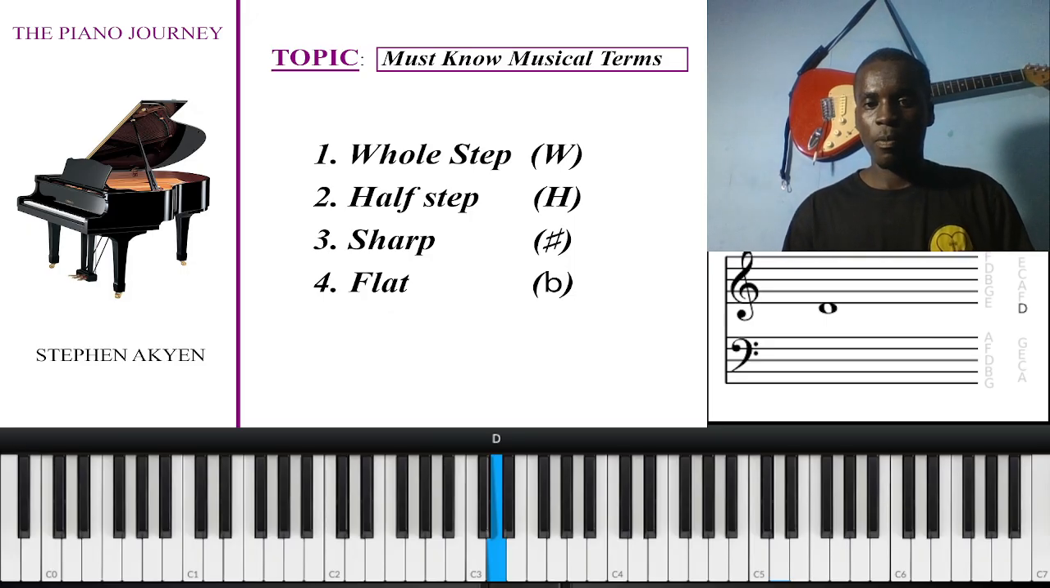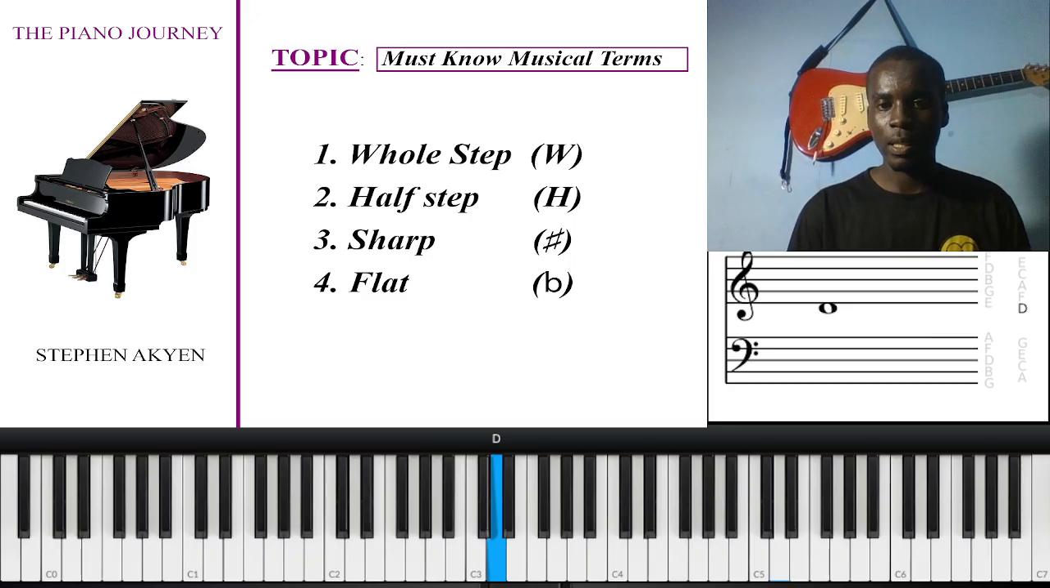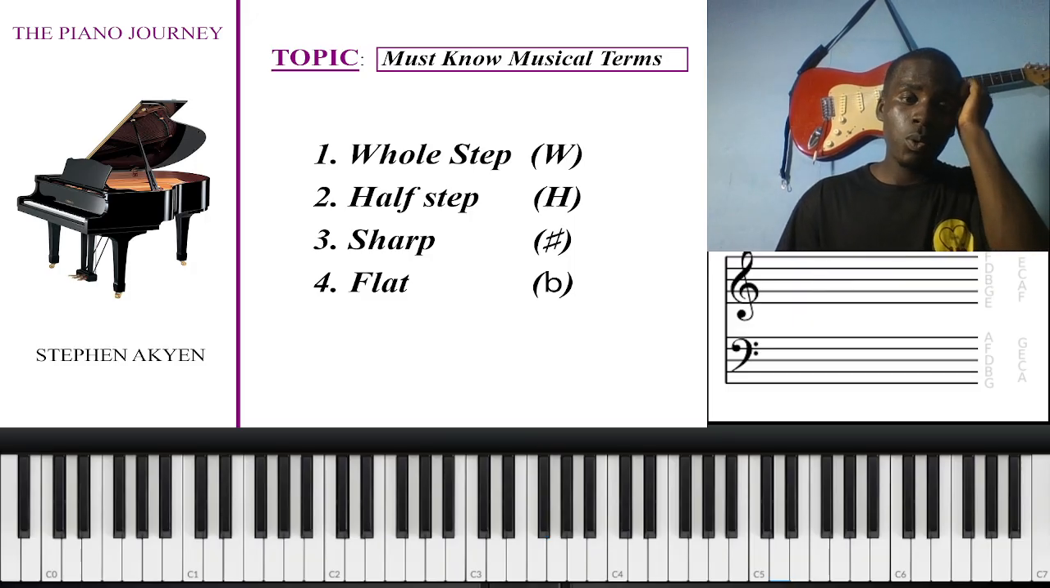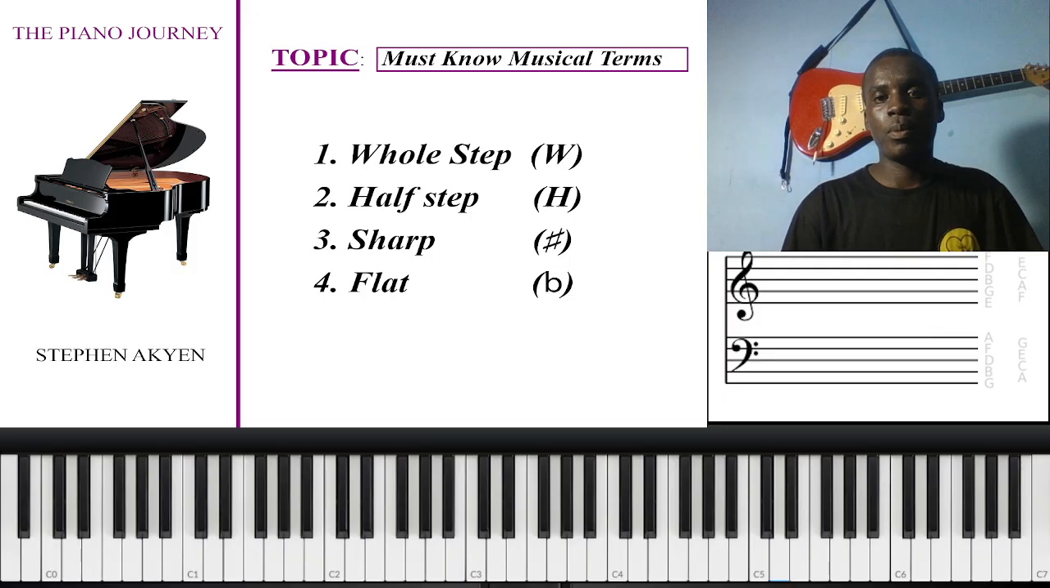Move another whole step, for instance, from D, you get 1, 2. So you get to an E. So from the key of E, when I tell you to move another whole step from E, you get what? 1, 2. You get F sharp. Okay? You get F sharp. So this is the meaning of whole step.